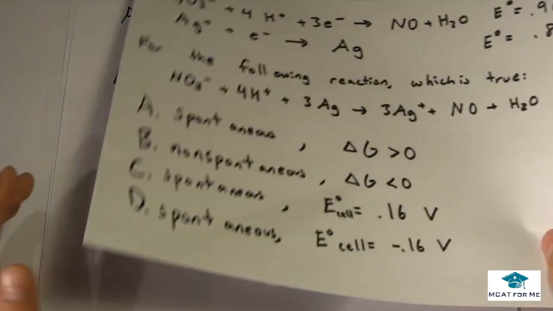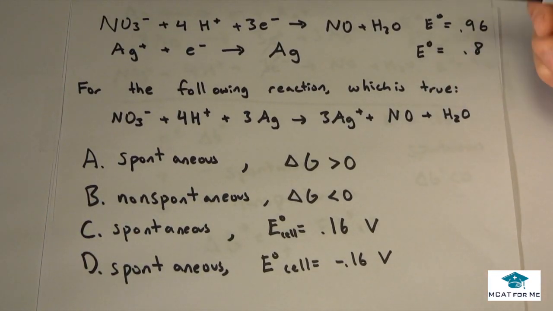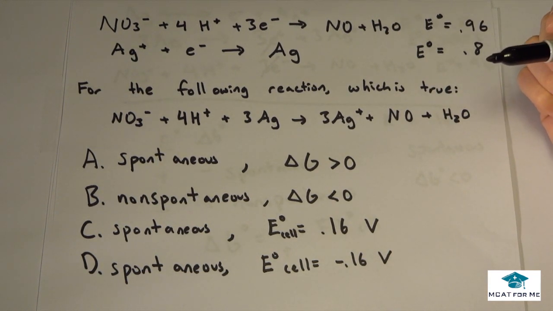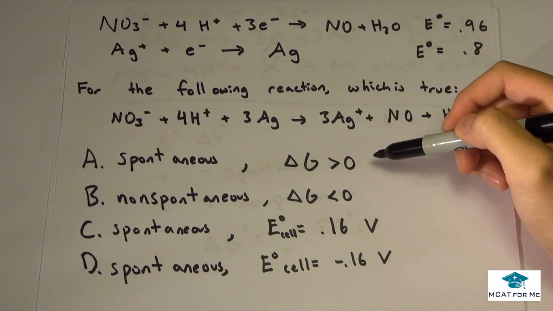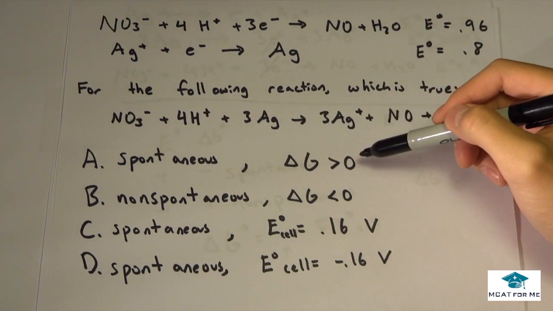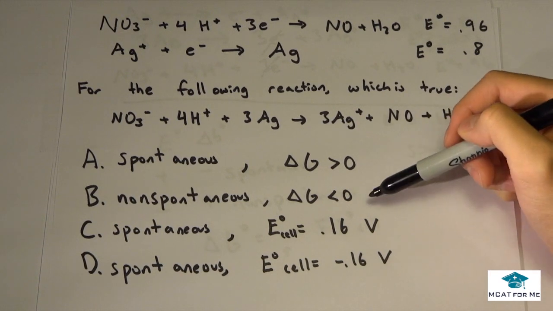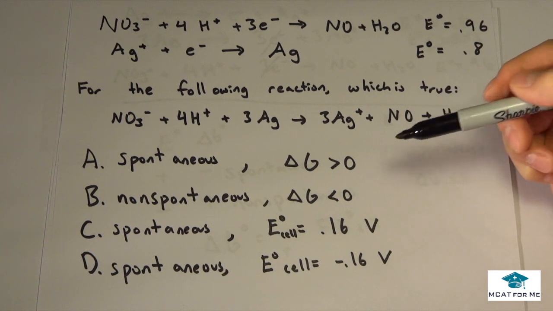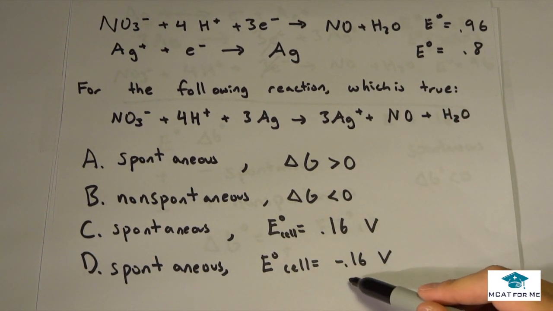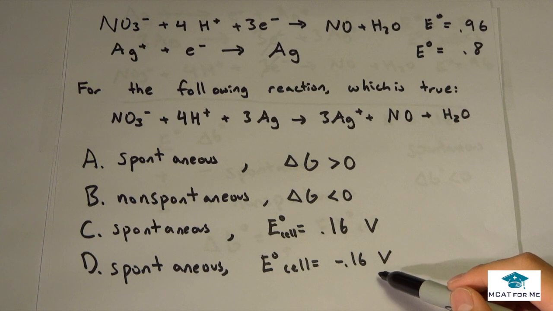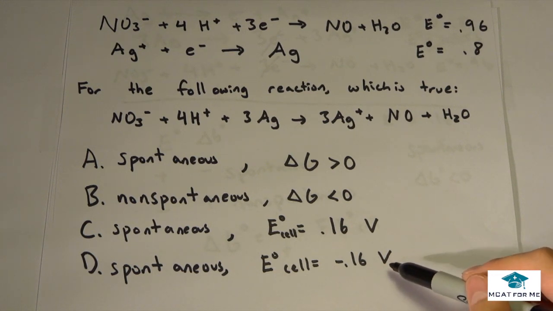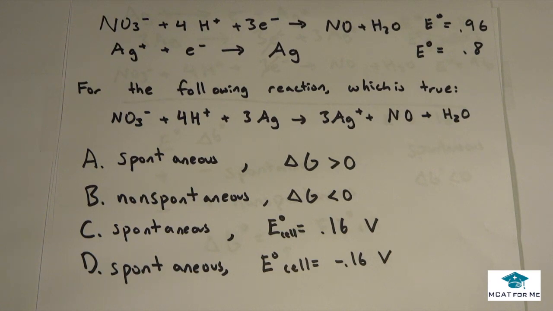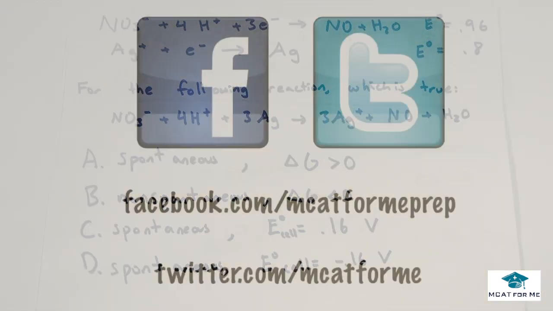So let's go back to here. We know E naught is 0.16, and we know delta G naught should be negative, and we know it should be spontaneous. If we look here, it's spontaneous, but delta G naught is greater than 0. We know that's not true. It's non-spontaneous, delta G is less than 0. We know that's not a true statement as well. We go to D, it's negative 0.16. Well, we know that's not true. We knew we got 0.16 for E naught. And C would be the only one that's left, and that would be our right answer. E naught is 0.16, and it's a spontaneous reaction.